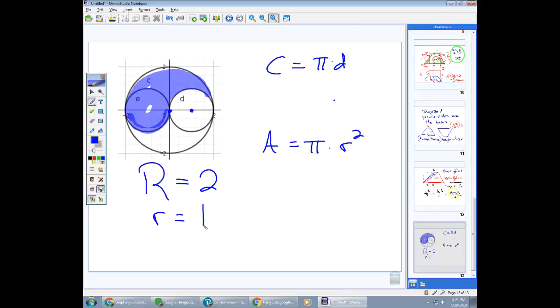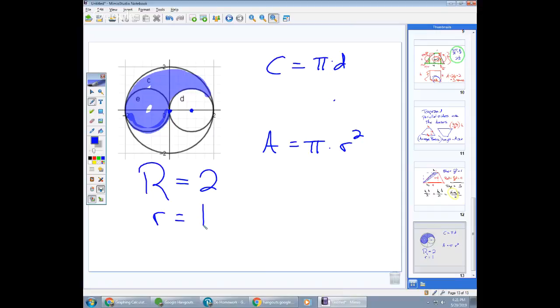Circle E is 1/4 of the area of circle C. Good job, Jackie. But why 4? You could either say the little circle's 1/4 of the big one, or the big one's 4 times the little one, because it's half the radius.